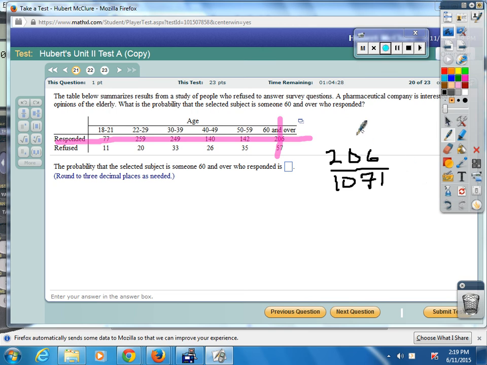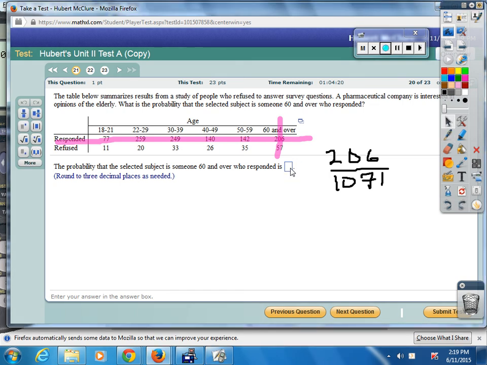Let's say 0.2 something. It's 0.19 what? 0.192. Is that good? Next question.